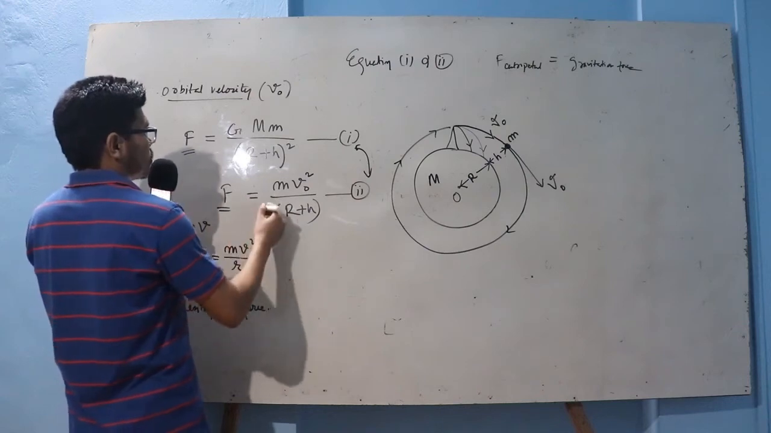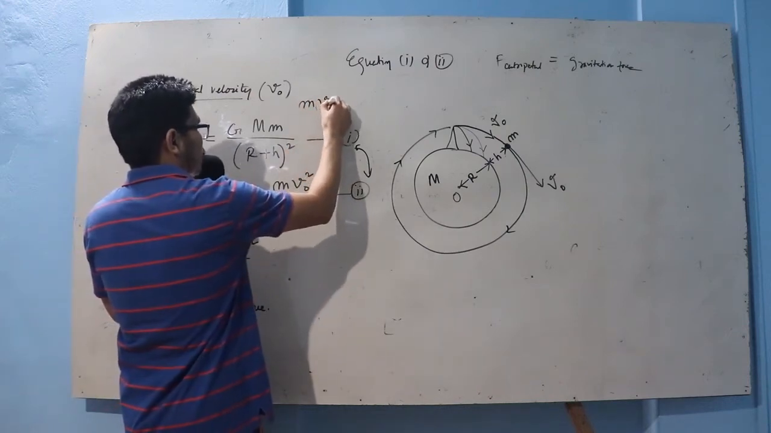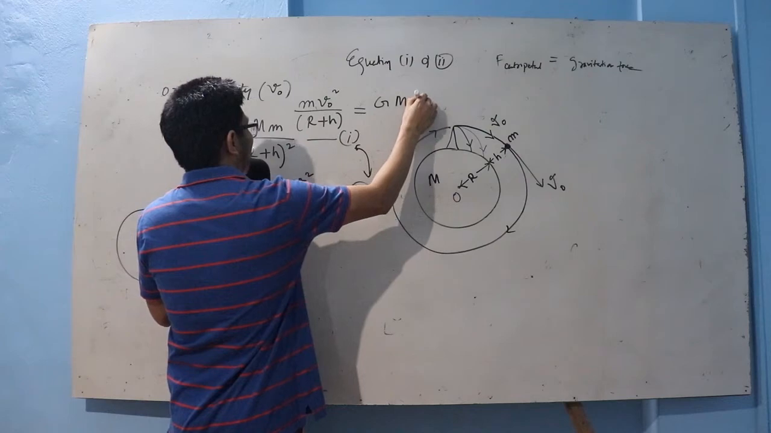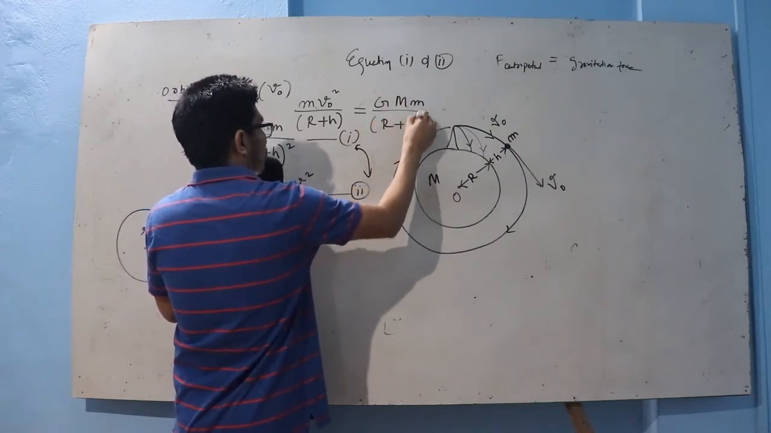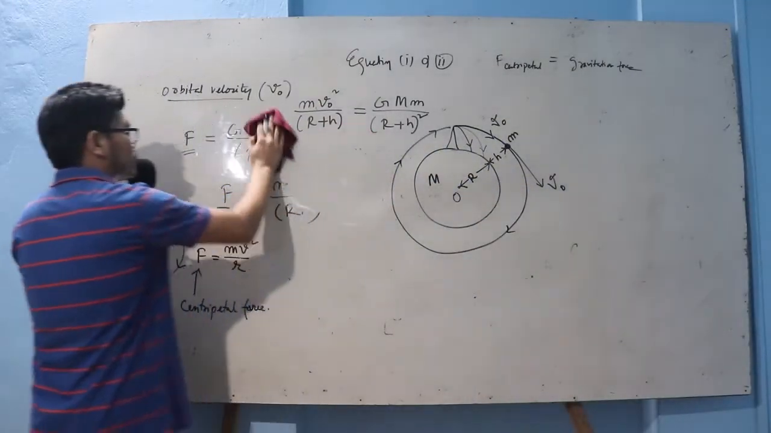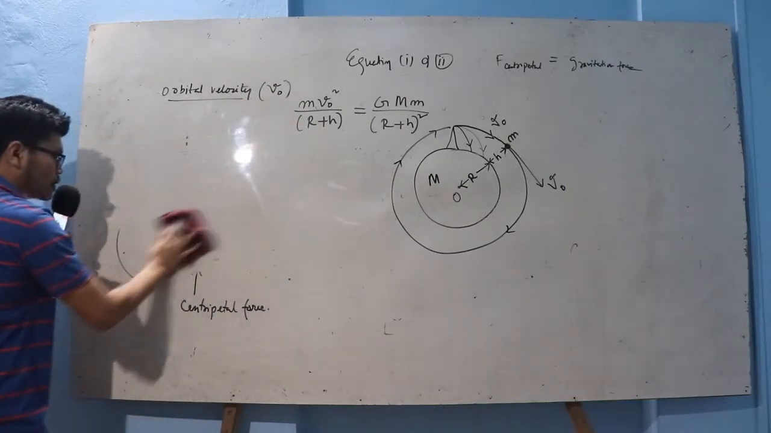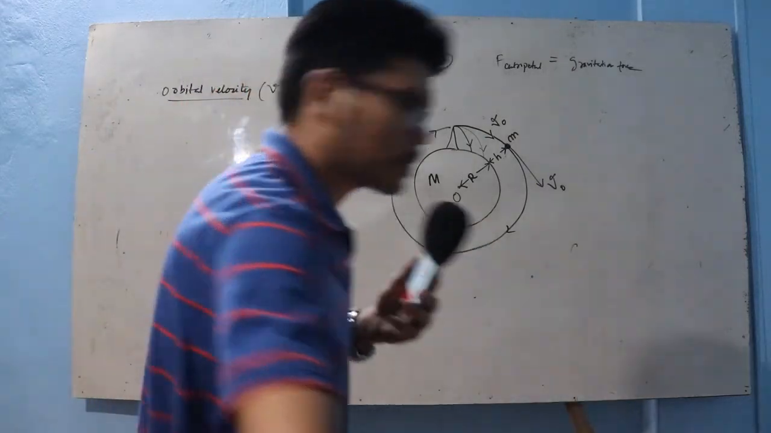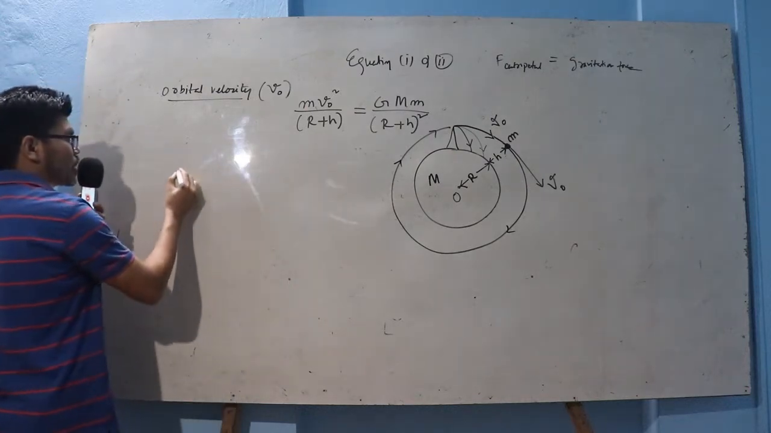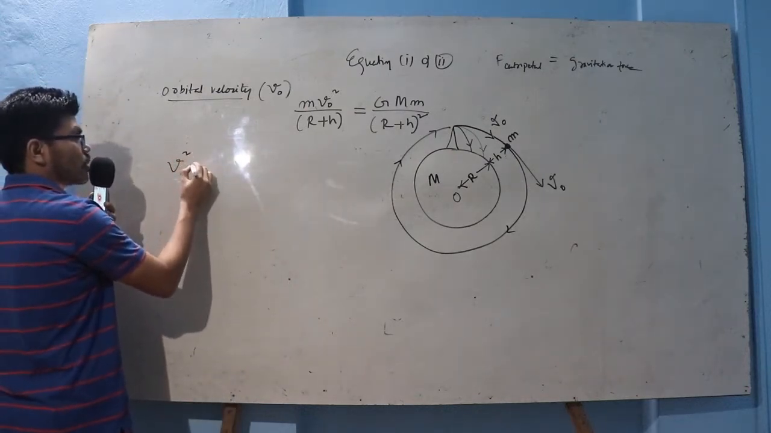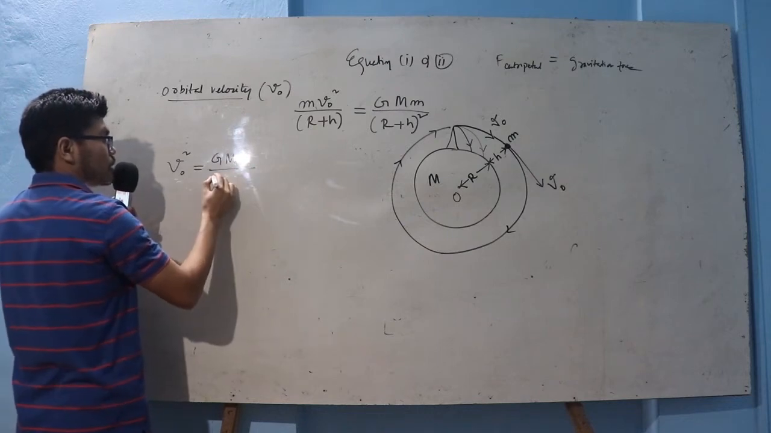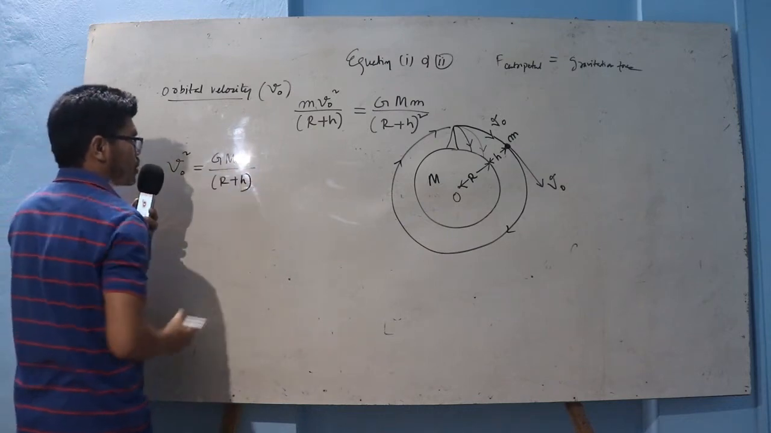So now if you compare this, you can write m v_o square by (R plus h) is equal to G M m by (R plus h) whole square. Then we cancel m, and we cancel one factor of (R plus h). So after cancellation, you are left with v_o square is equal to G M by (R plus h). Only this is left now.